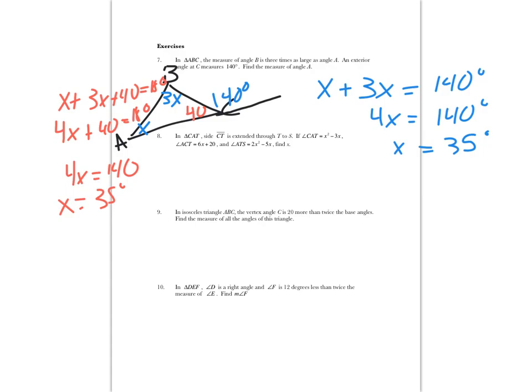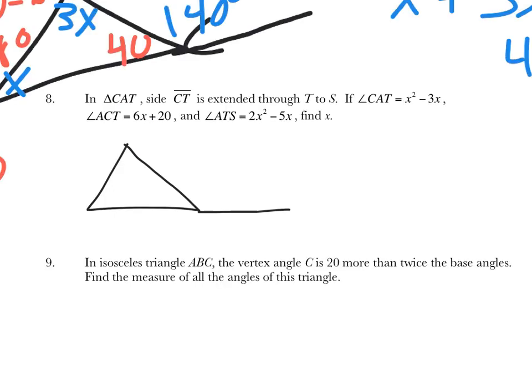Let's take a look at number 8. Once again, start by drawing a picture. We have triangle CAT, and I'm going to label it as such since it says CT is extended to S. The measure of angle CAT is x squared minus 3x, so I'm going to squeeze that in there. The measure of angle ACT is 6x plus 20. And the measure of angle ATS is 2x squared minus 5x.